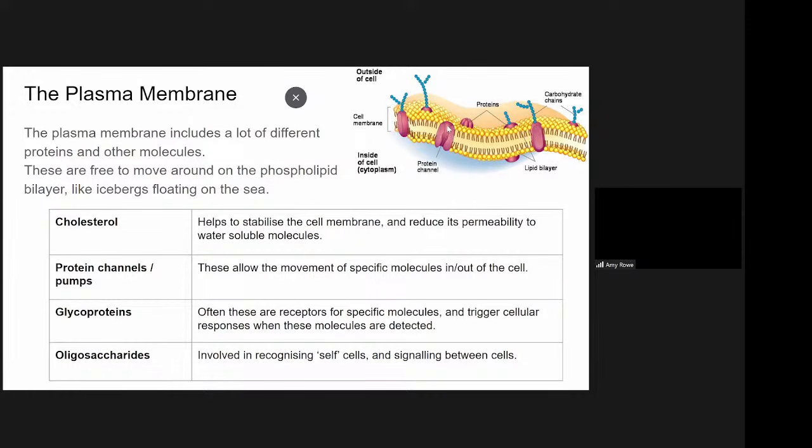So some things that you may notice in this diagram: you've got cholesterol, which helps to stabilize the plasma membrane and reduce its permeability to water-soluble molecules. Water-soluble molecules are ones that are dissolved in water, and the cholesterol helps to prevent those just passing through the membrane willy-nilly, and helps to control how and when they pass through. We've got protein channels and pumps, which allow the movement of specific molecules in and out of the cell, and those are probably the ones that are going to be of more interest to us. So you're likely to get a question in regards to protein channels or pumps.